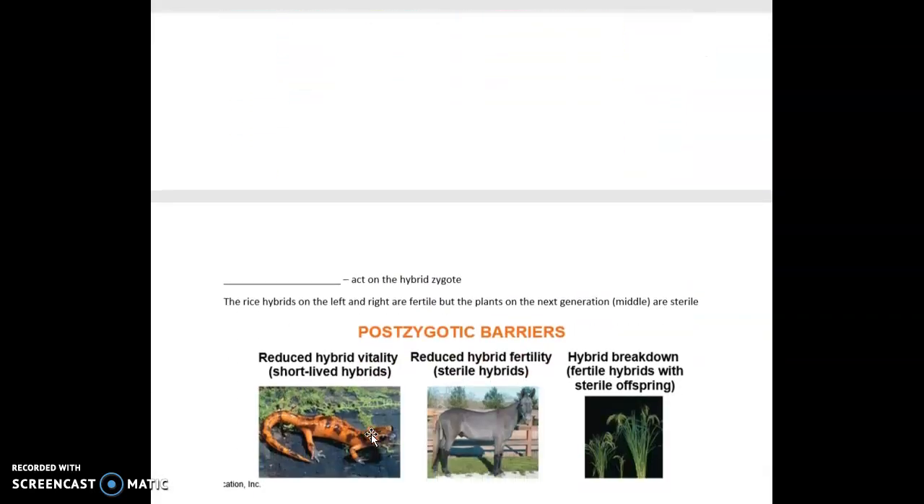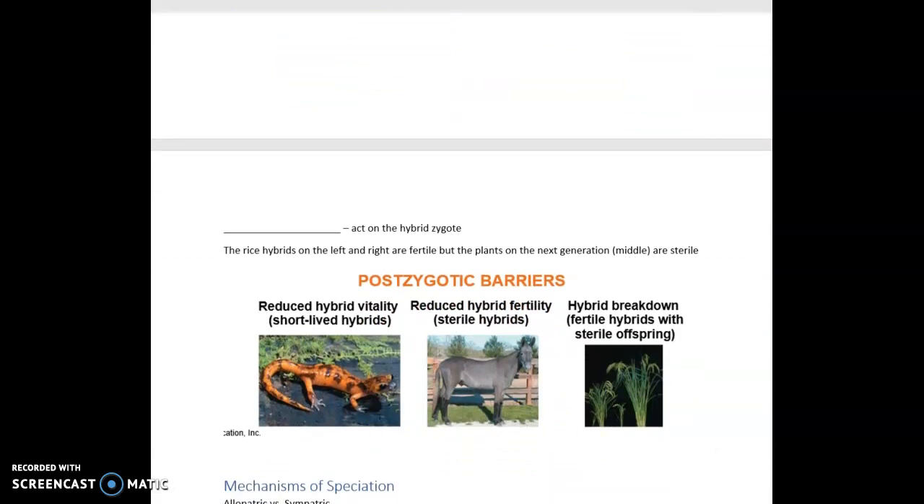Okay. Then we have the postzygotic. And as you might guess, these are after the zygote has been formed. And they're not as efficient, and there are not as many of them. Sometimes the hybrids have less vitality. They don't live as long.